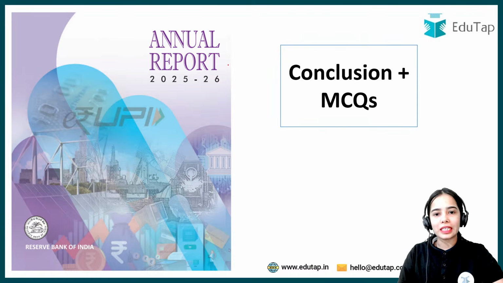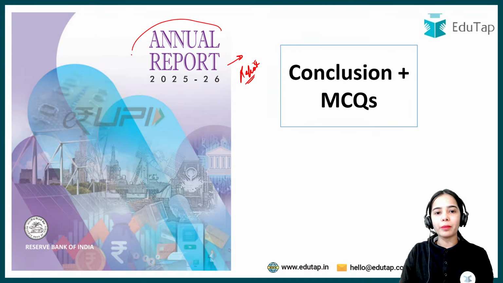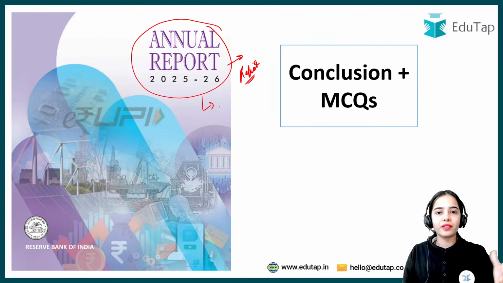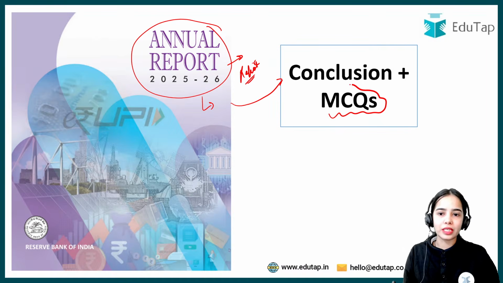So the RBI has released the annual report of the Reserve Bank of India 2025-26. This is a very important report of the Reserve Bank of India, and the important chapters we have discussed. We started the discussion on the annual report of 2025-26 in the previous session. I hope you have already seen that session, and today we are going to conclude our discussion on the annual report. The comprehensive discussion has been done, and with that, we are also going to discuss the MCQs.